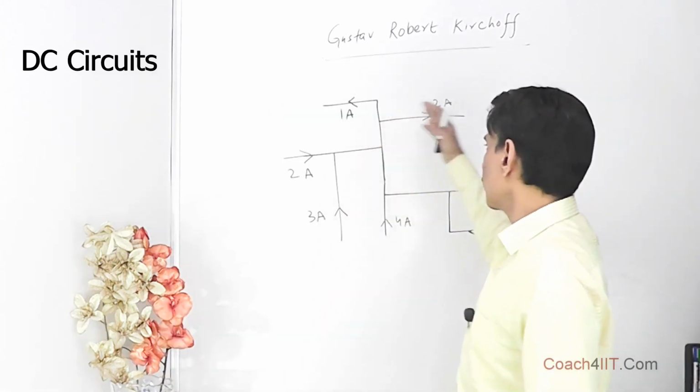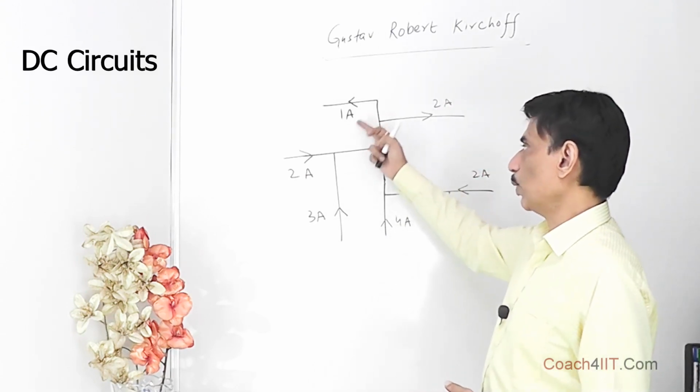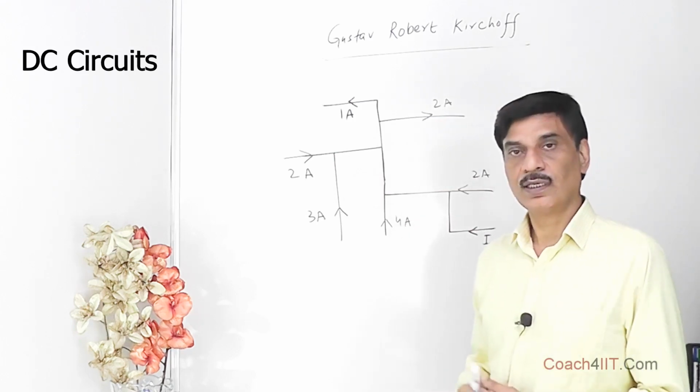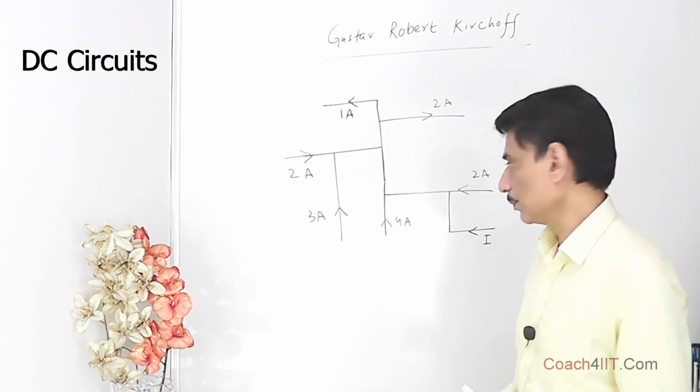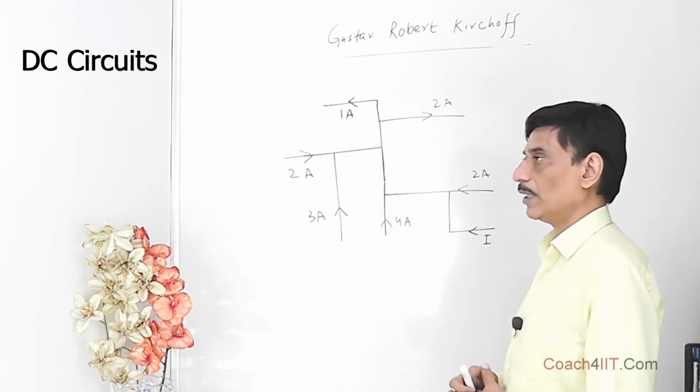Let's say these wires are part of a bigger network, and the currents in the wires are shown like this: 1 ampere, 2 ampere, 2 ampere, 4 ampere, I and 2 ampere, and they are shown with a direction also. We have to find the value of I in this part of the network.